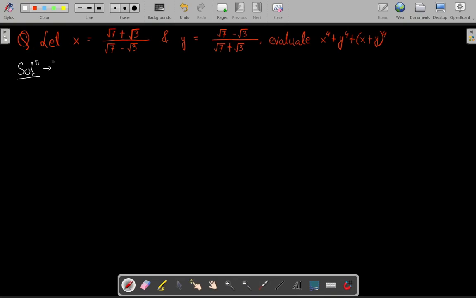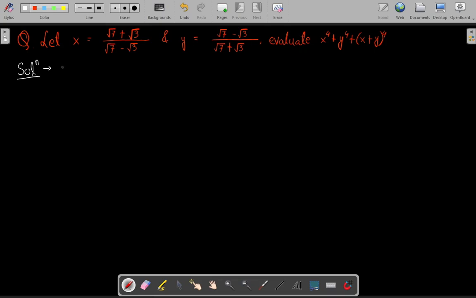Hello everyone. In today's question, it is given that x is equal to (square root 7 plus square root 3) upon (square root 7 minus square root 3), and y is given to be (square root 7 minus square root 3) upon (square root 7 plus square root 3), and we are to find the value of this expression: x raised to the power 4 plus y raised to the power 4 plus (x plus y) whole thing raised to the power 4.